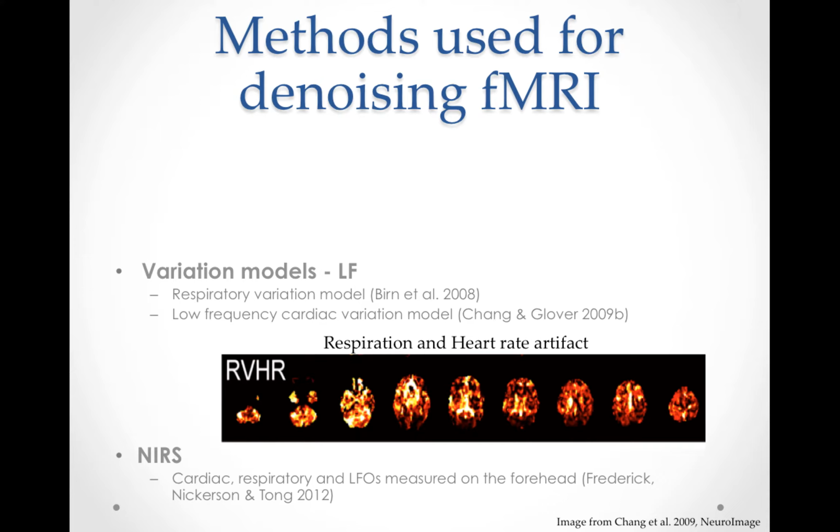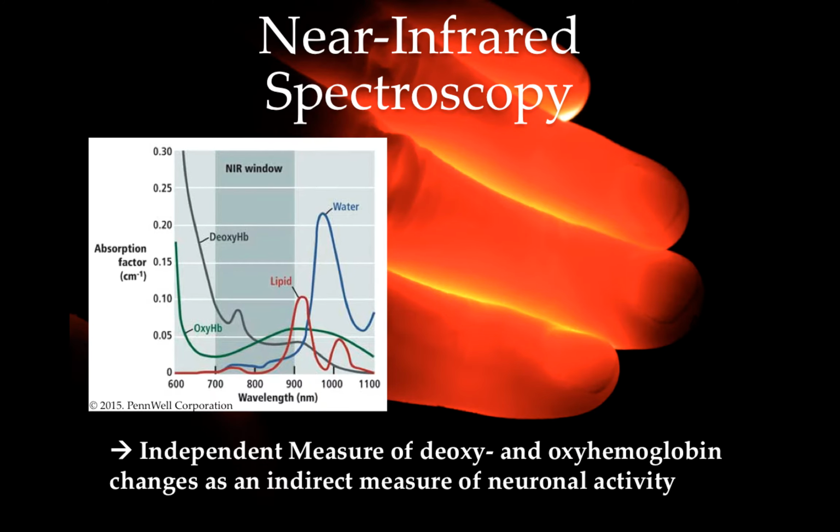In addition, we have recently found another way to address these non-neuronal LFOs, and that is with near-infrared spectroscopy. Near-infrared spectroscopy is an optical measurement which measures hemodynamic changes as fMRI, however it does so through the difference in optical properties of deoxy and oxyhemoglobin instead of the magnetic ones.